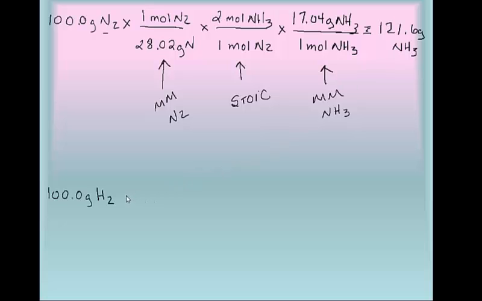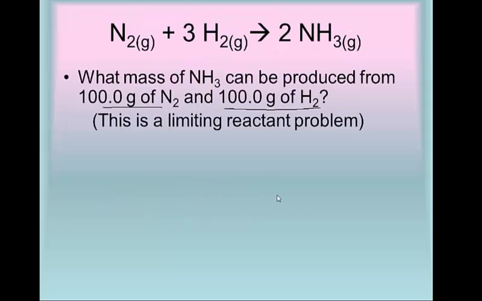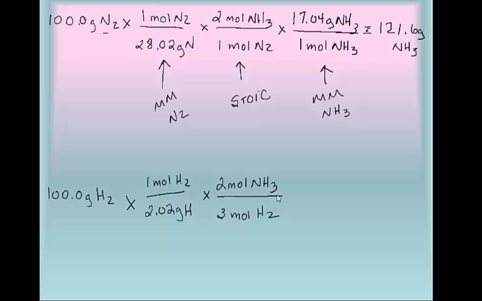And I'm going to do the same thing for my hydrogen. Change it from mass to moles using the molar mass of hydrogen gas. Also notice, please, a number, a unit, and an identity every time I do stoichiometry. According to the balanced chemical equation, 2 moles of ammonia will be produced for every 3 moles of hydrogen gas. Notice the balanced chemical equation.